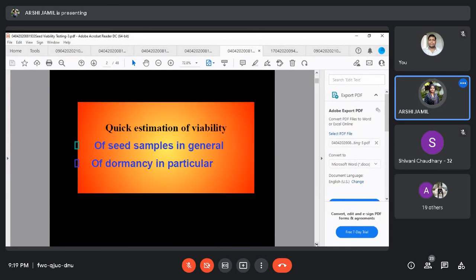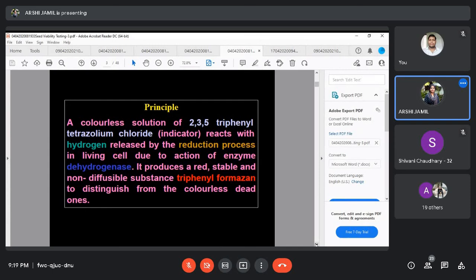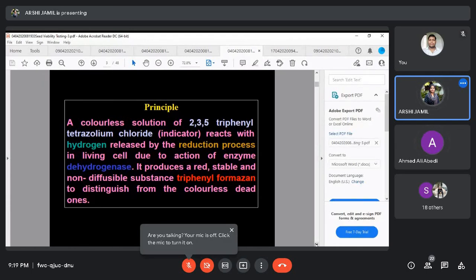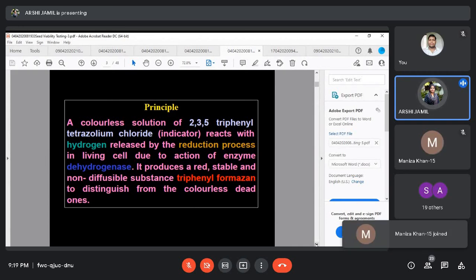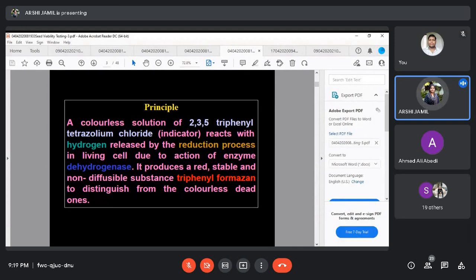And how is it done? It has a principle that a colorless solution of 2,3,5 triphenyl tetrazolium chloride, which is used as an indicator, reacts with hydrogen that is released by reduction processes in living cells due to the action of the enzyme named dehydrogenase. Because of this reaction, it produces a red, stable and non-diffusible substance, that is triphenyl formazan, to distinguish from the colorless dead ones. Can you see it on the screen?